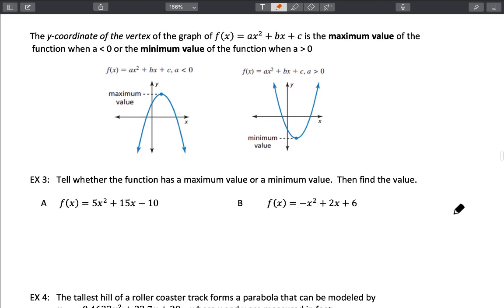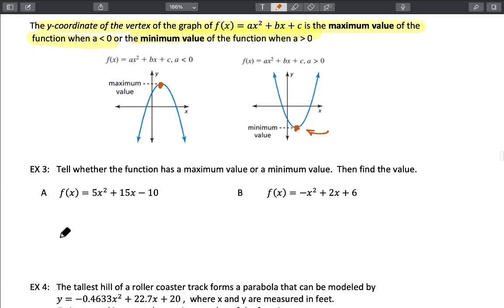All right, moving on to the back page of our notes for today. The y-coordinate of the vertex of the graph ax squared plus bx plus c is the maximum value when our function opens down, and it's the minimum value when our function opens up. And you can see that here by these two illustrations. Parabolas that open down have a maximum point, kind of like the top of a roller coaster, and parabolas that open up have a minimum point, kind of like the bottom of a bowl or a dish.